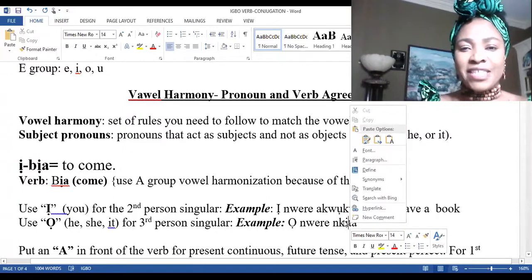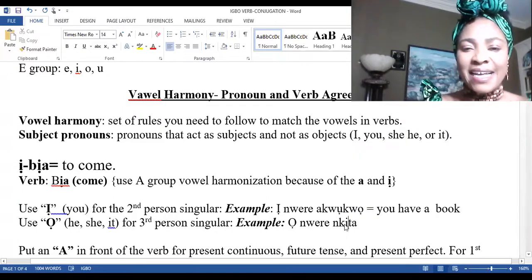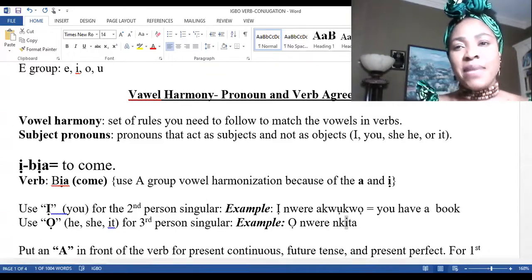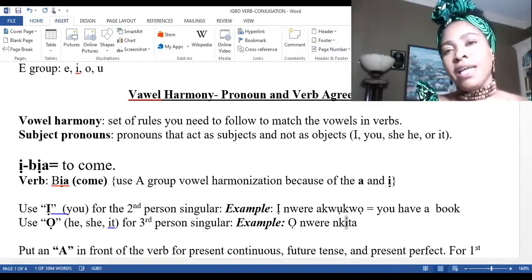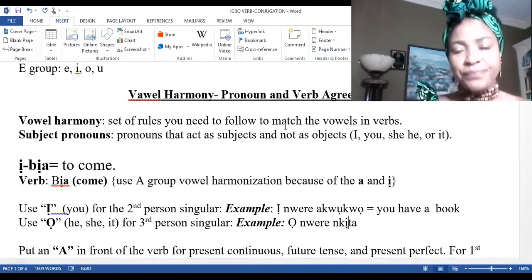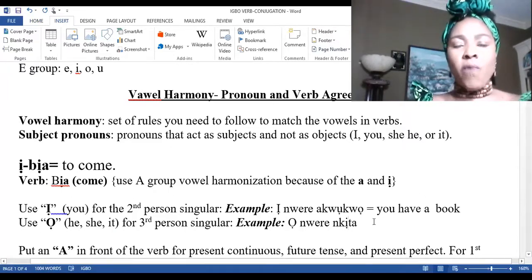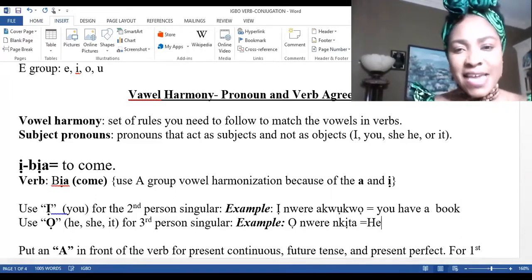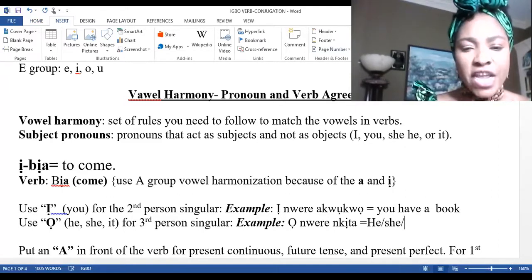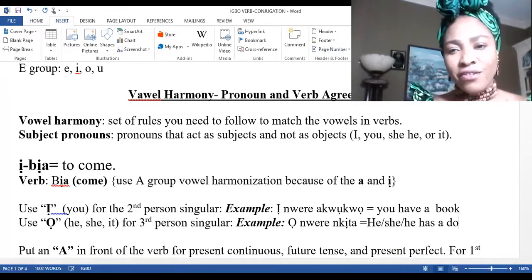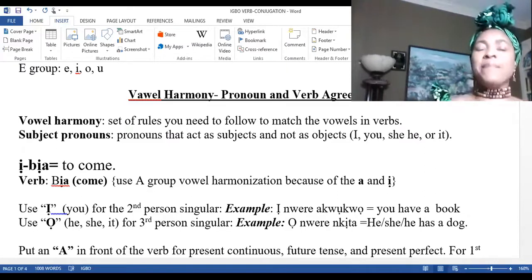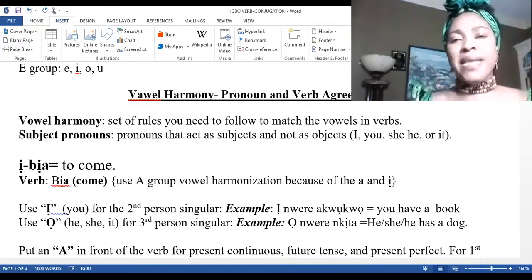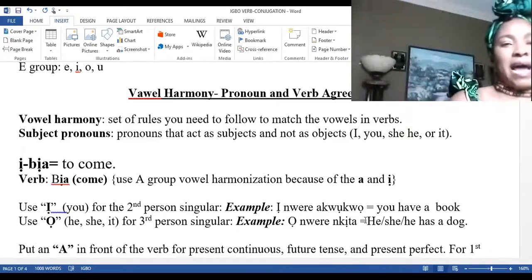So nketa means dog. Nketa. I know some of you know it already. Nketa means dog. All right, so let's punctuate that I up and down. So that's how it's supposed to be. So, o nwere nketa, it means he or she has a dog. That's it. Nwere means have. Okay, right now, moving on.